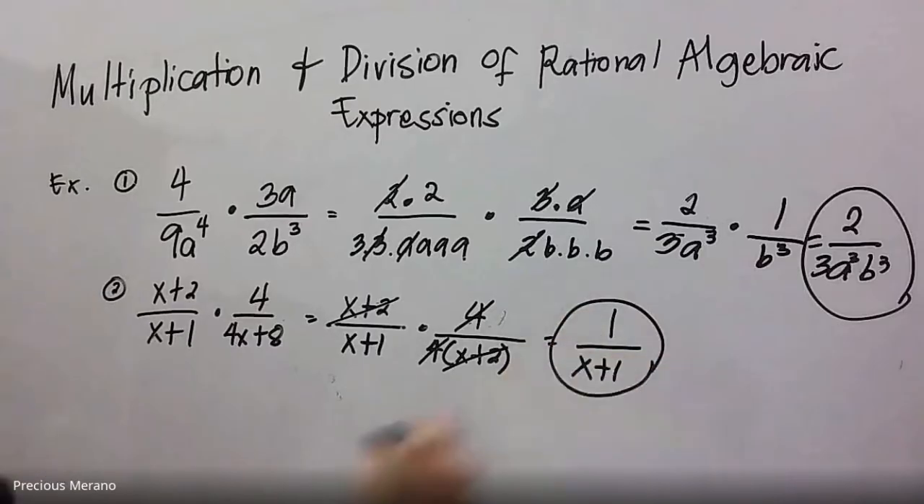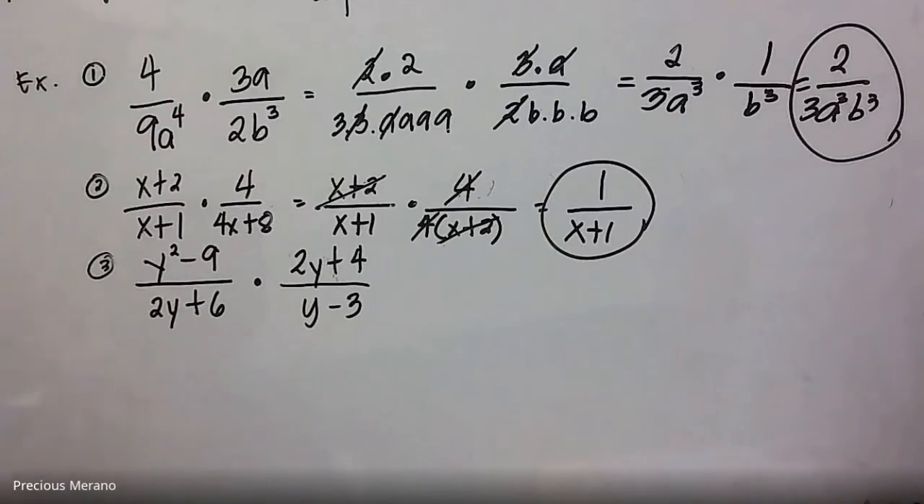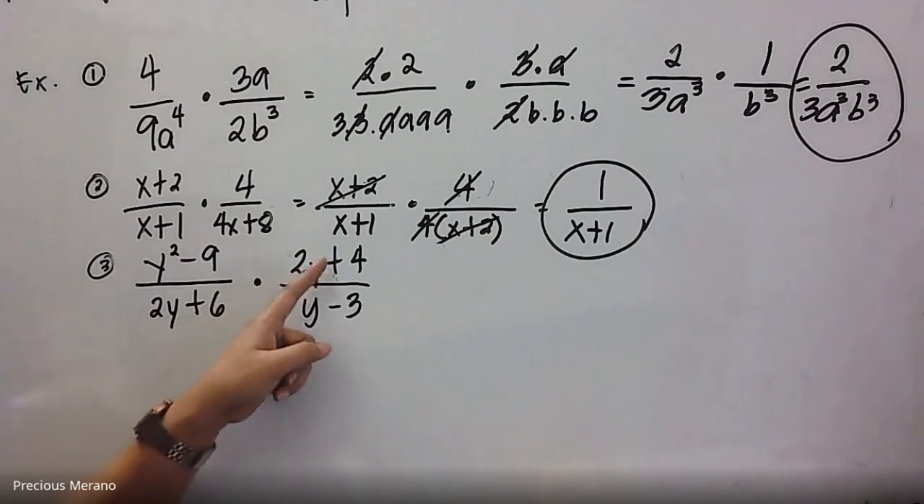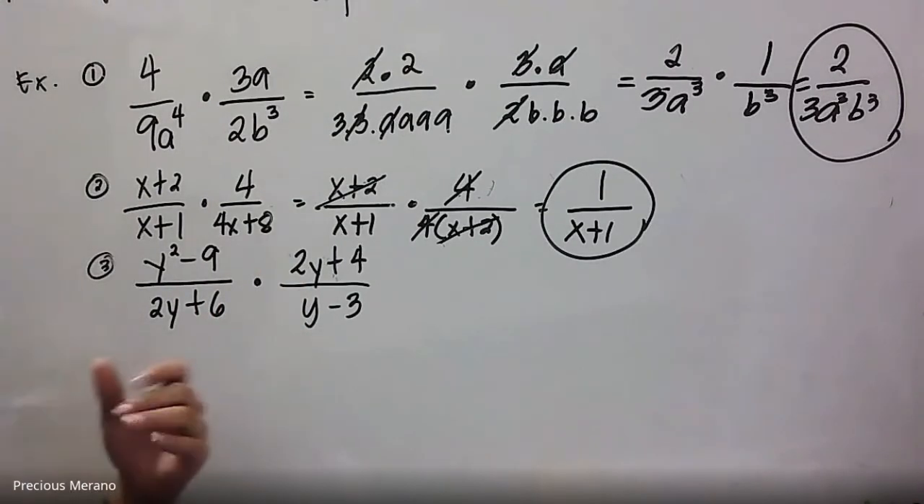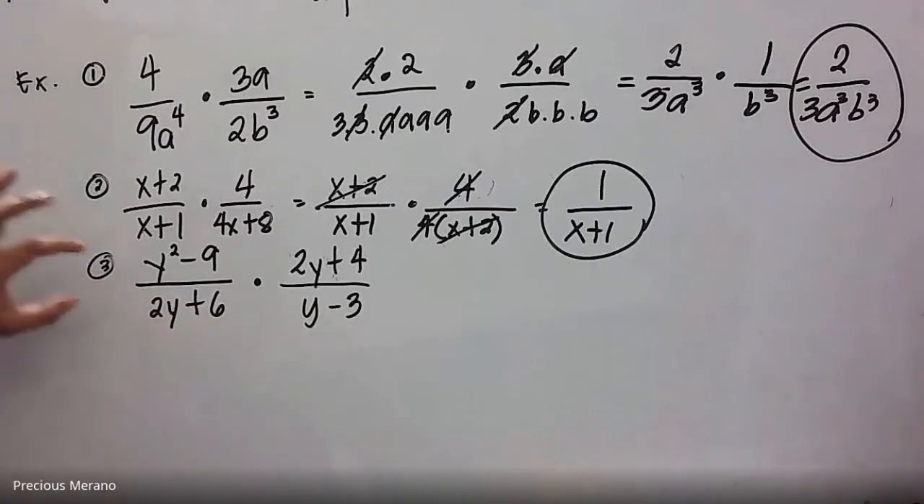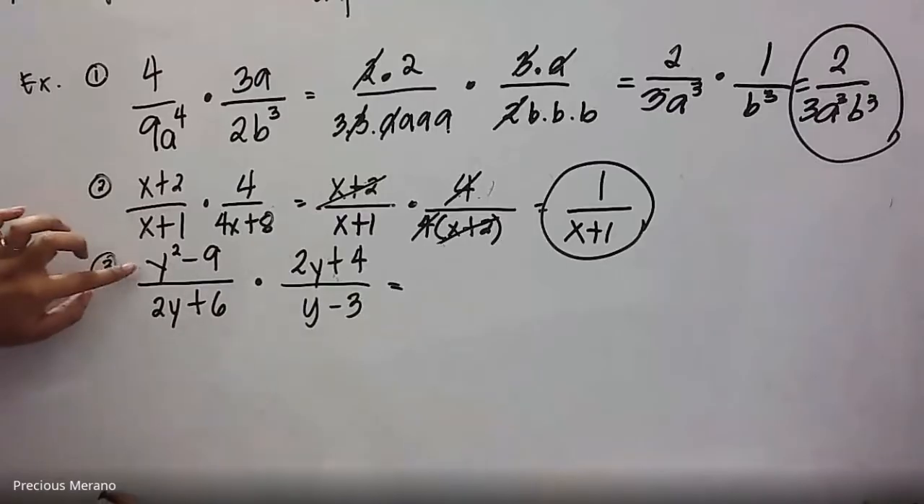So, this is the final answer. Okay, so example number 3, we have y squared minus 9 over 2y plus 6 multiplied by 2y plus 4 over y minus 3. So, alin dito yung hindi na natin pwedeng i-factor? Okay, y minus 3. So, hindi na natin i-factor si y minus 3. Yes. So, start muna tayo with the numerator here.